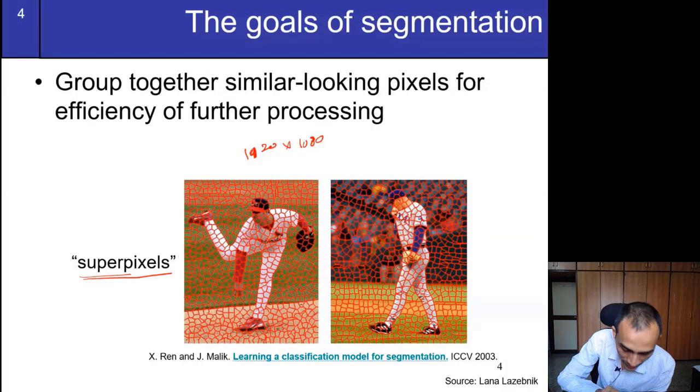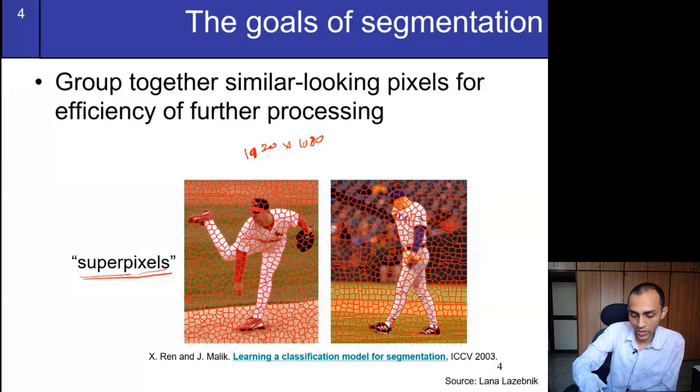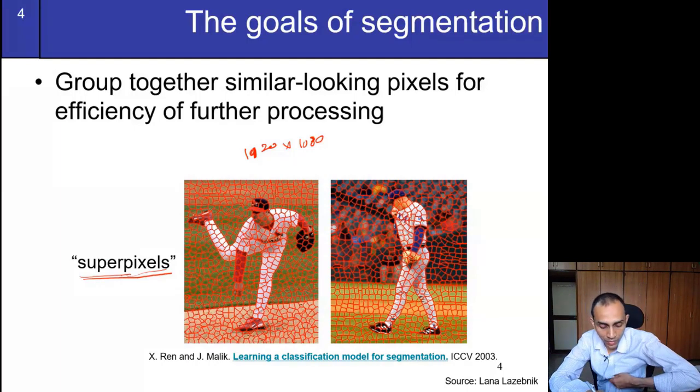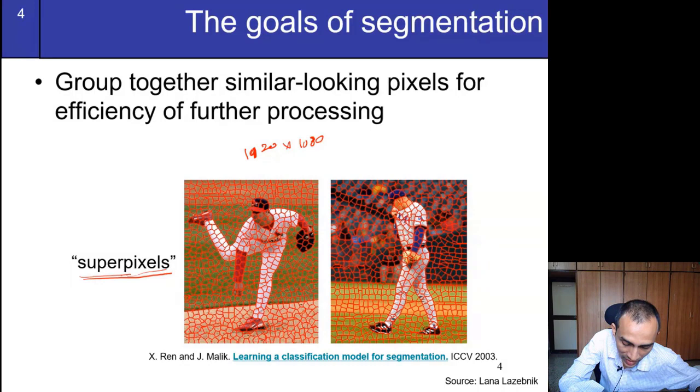So this kind of superpixel segmentation is also well used. In fact, in one of the deep learning methods, superpixel segmentation is used as a pre-processed input to be applied for further refined object detection and all that. So segmentations can have different uses.